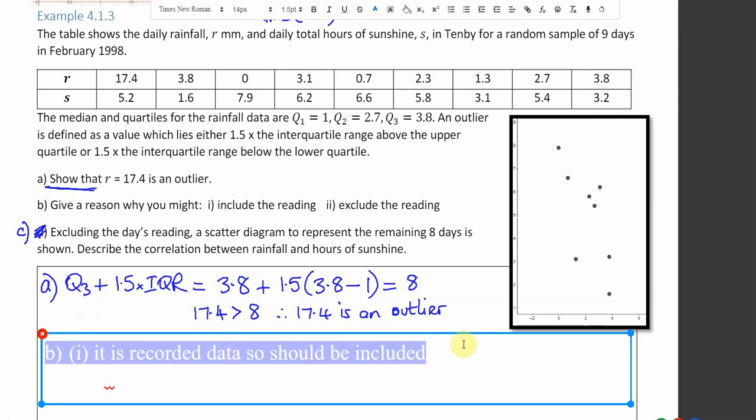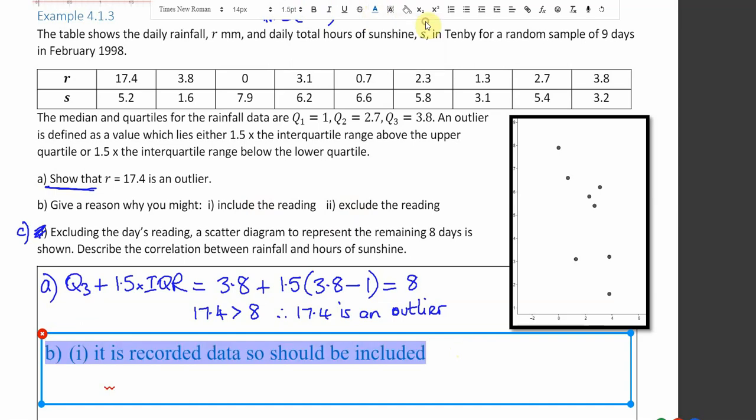Well, part 1, a reason for including it, well, it's because it's been recorded data. The experiment was done, that data value was recorded, so therefore we should include it. Just because it's unusually large, for that reason we shouldn't get rid of it. We shouldn't get rid of something just because it's unusually large or unusually small. Strange things happen all the time. So this was maybe just a particularly rainy day. That's entirely possible. So why might we include the reading? Well, it was recorded data, so we should include it.